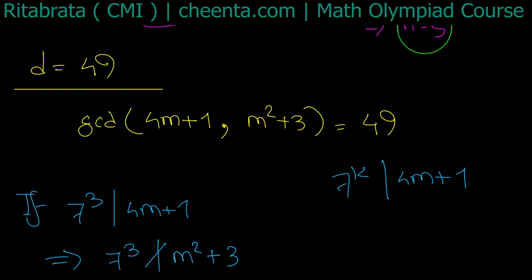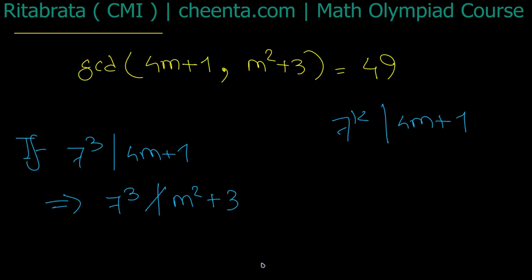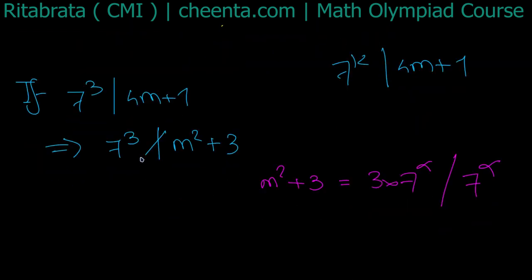Now what can we say about that? You also know that m square plus 3 is also of the form 3 times 7 to the power something, say alpha, or it is just 7 to the power something. As 7 cube doesn't divide m square plus 3, 2 is the maximum power that divides it. So m square plus 3 is either 3 into 7 square or 7 square or smaller than that. In either case, this quantity is less than or equal to 3 into 7 square, and 3 is less than 7, so this is strictly less than 7 cube.